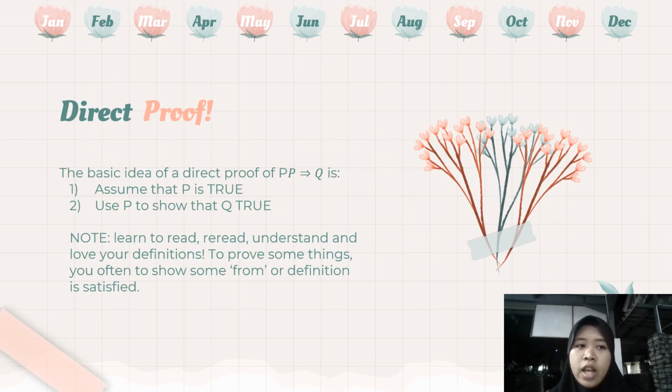Direct proof. In a constructive proof, one attempts to demonstrate P implies Q directly. This is the simplest and easiest method of proof available to us. There are only two steps to a direct proof. The first step assumes that P is true, and then the second step is to use P to show that Q must be true.